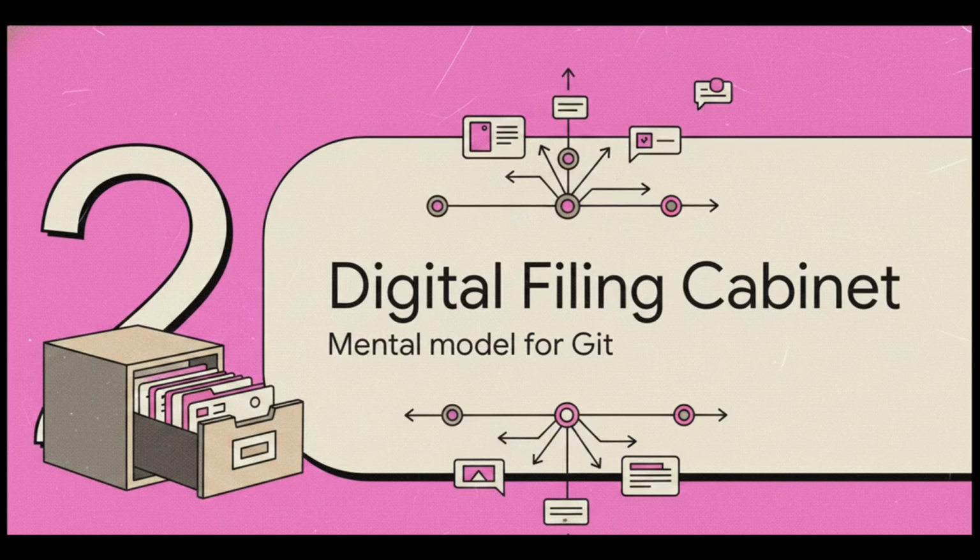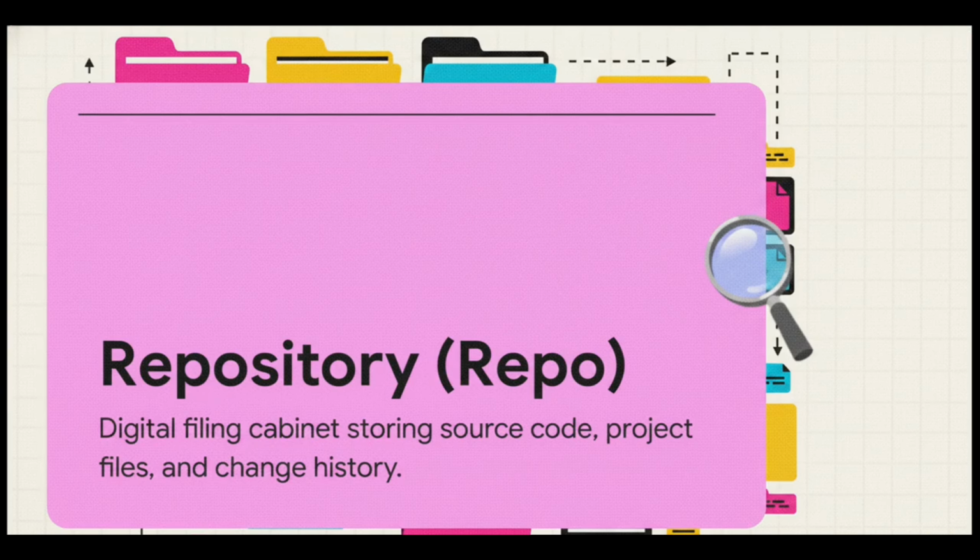Moving on to Section 2, your digital filing cabinet, building a mental model for Git. All right, so let's talk about Git itself, which, fun fact, was actually created by Linus Torvalds way back in 2005. Let's start with our first fundamental term, the repository, or as you'll almost always hear it called, a repo. Whenever a developer casually throws that word around, I want you to picture exactly this, a highly organized, super secure digital filing cabinet. It acts as the ultimate central storage location for your source code, your project files, and literally the complete history of every single change you've ever made.